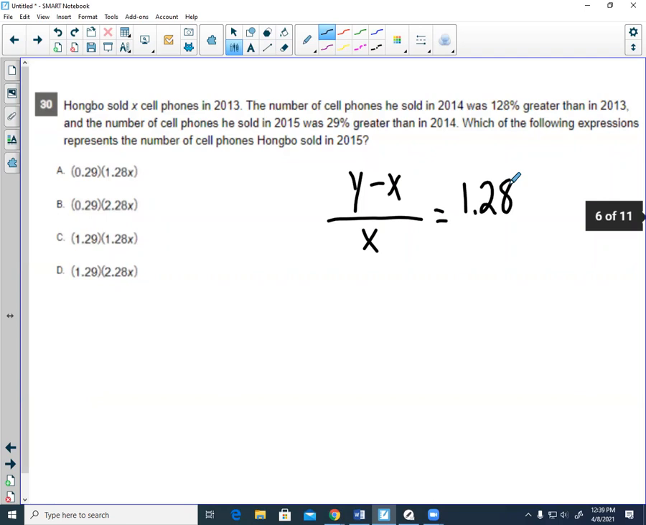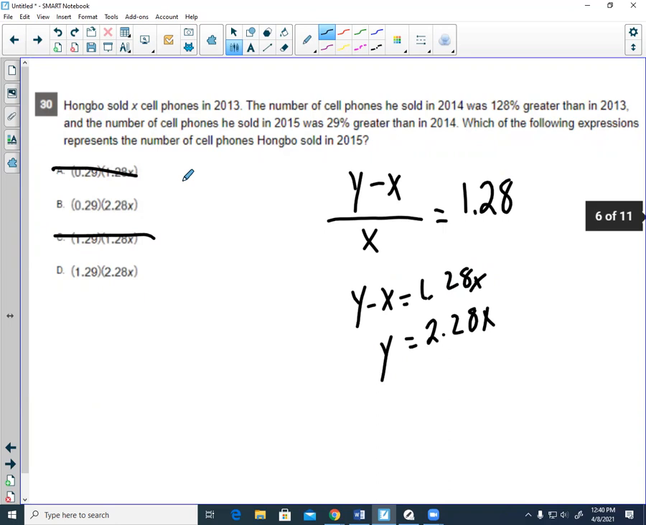Some other people did it differently. There are people in my third hour that were just saying things like, okay, so we got 2.28x. So they were just getting that in their head. Some of you might be able to do that. I couldn't do that in my head. So this would end up being y minus x equals 1.28x. I would add x to both sides. If I add x to 1.28, I'm going to get 2.28x. So that instantly gets rid of A and C.